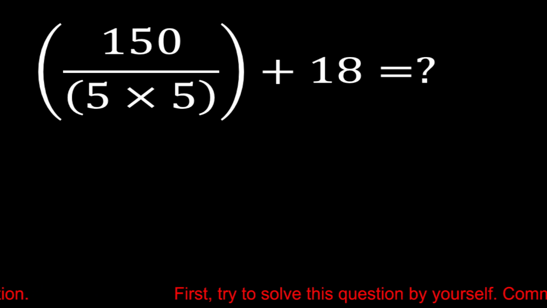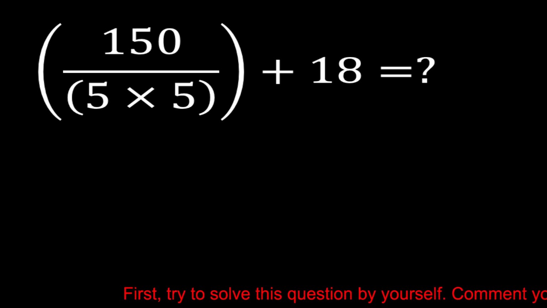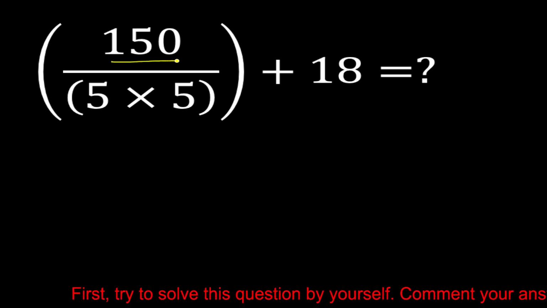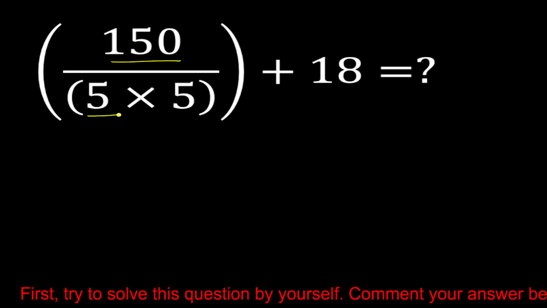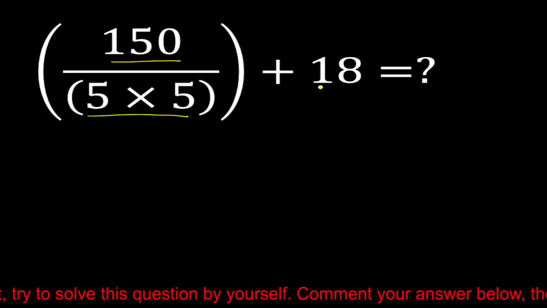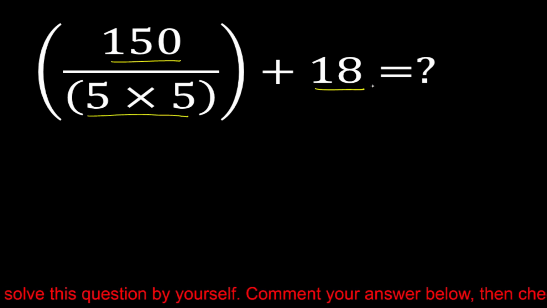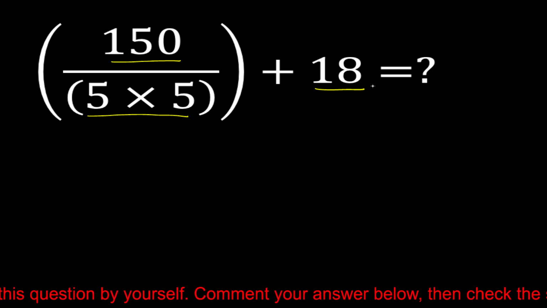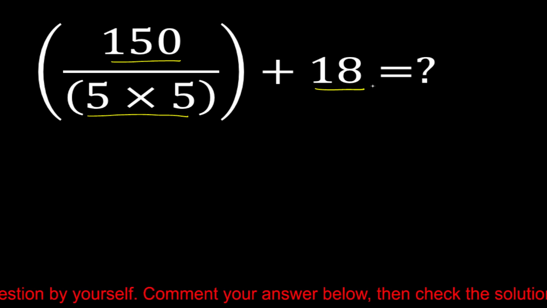So here we have a question: 150 divided by (5 × 5 + 18). Okay, so now let's solve this problem correctly by using the PEMDAS rule.